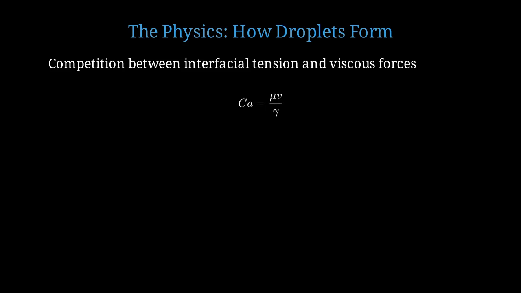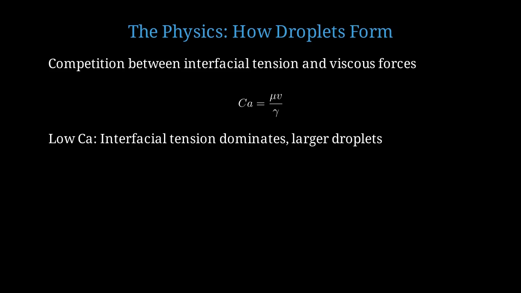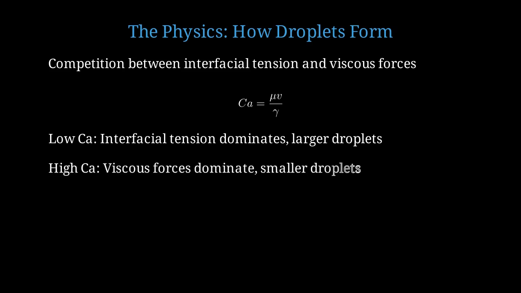Ca equals mu v over gamma, where mu is viscosity, v is velocity, and gamma is interfacial tension. At low capillary numbers, interfacial tension dominates, and you get larger, more spherical droplets. At high capillary numbers, viscous forces dominate, and you can generate much smaller droplets. The droplet diameter is proportional to the flow rate ratio of dispersed to continuous phase. This is your primary control parameter.